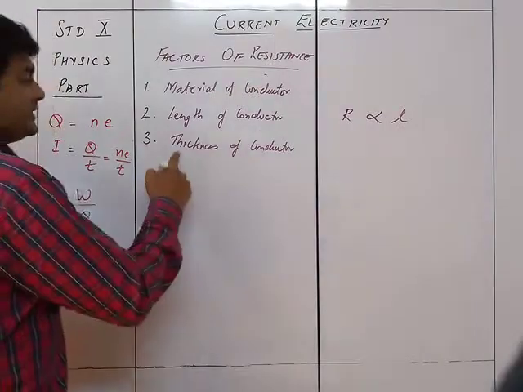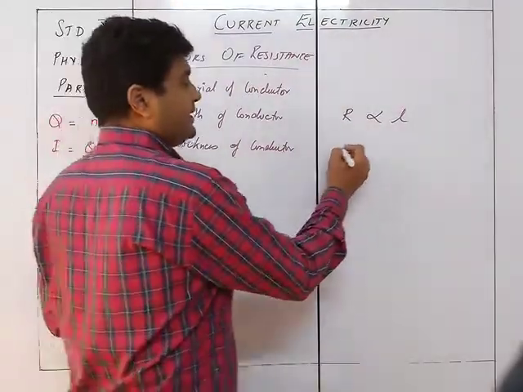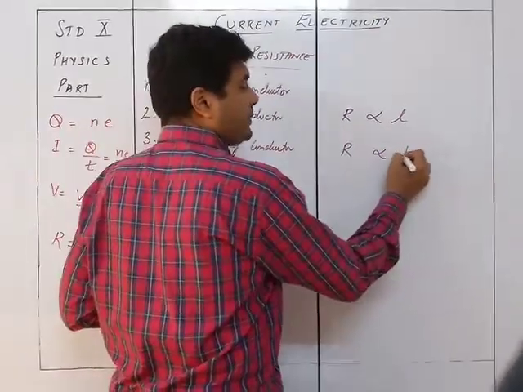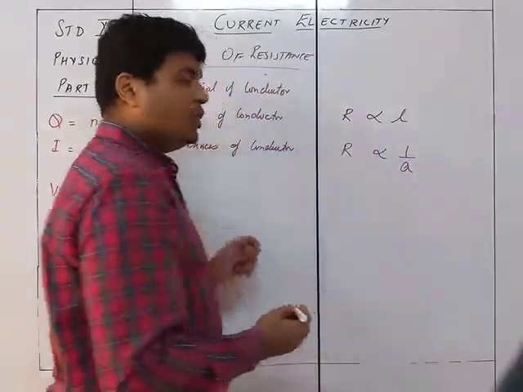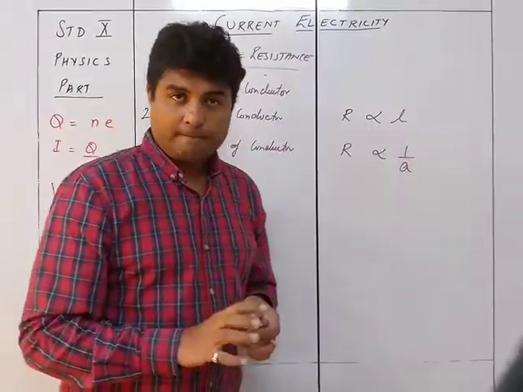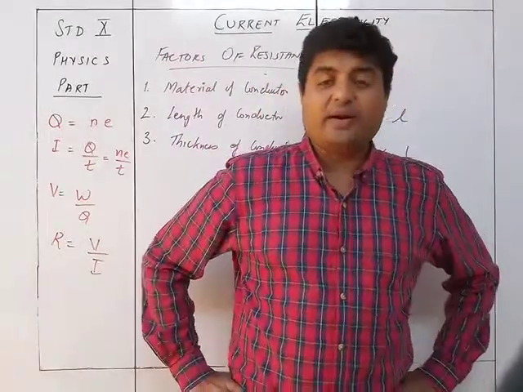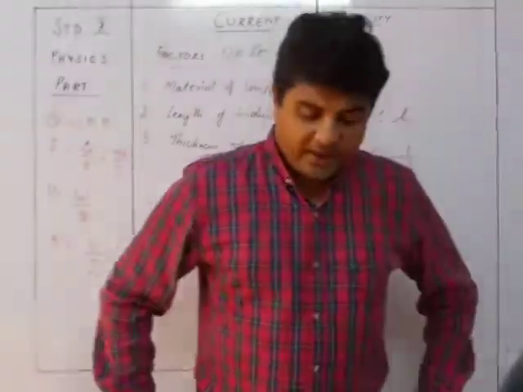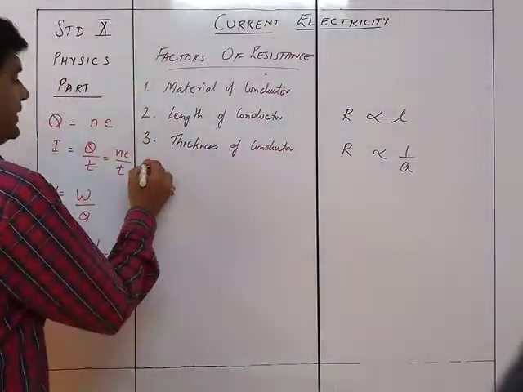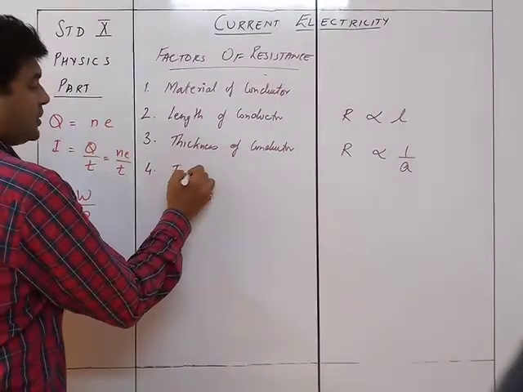So we can see that resistance is inversely proportional to the area of cross section, that is the thickness of the conductor. And finally, the fourth point is the temperature of the conductor.